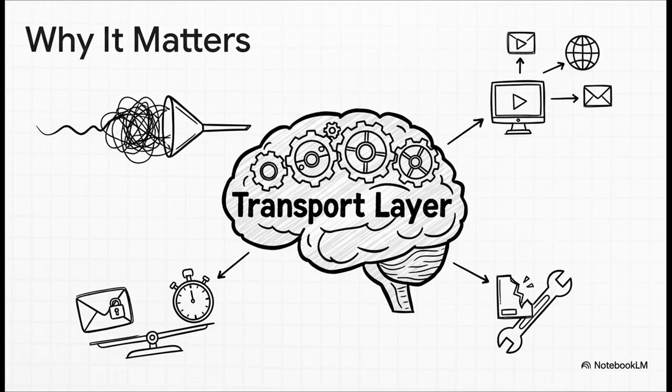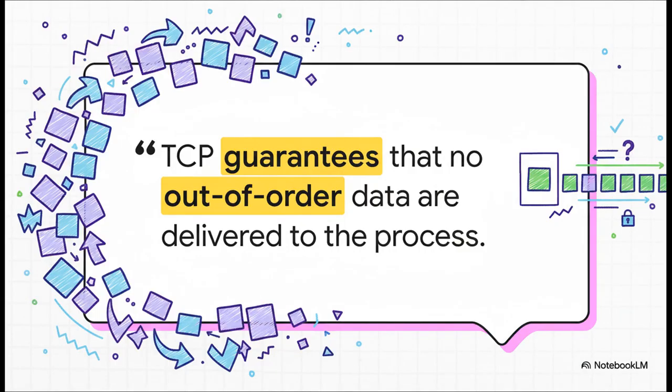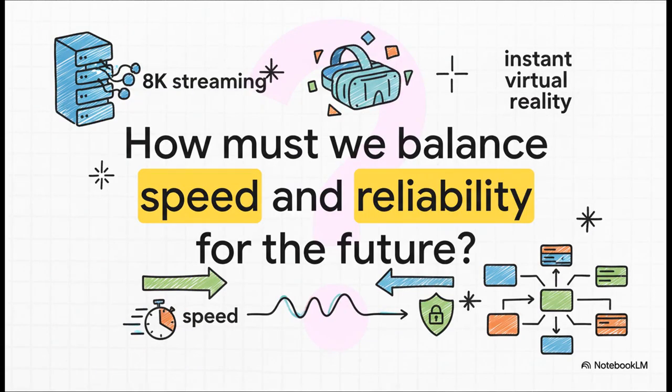And this quote just nails TCP's core promise. It's saying, look, we know the journey across the internet is a total mess. Data will get jumbled. But we guarantee that by the time it gets to your app, the final message will be absolutely perfect. And that leaves us with a final thought to chew on. In a world that wants everything, 8K streaming, instant VR, you name it, faster and faster, how are we going to keep managing this fundamental trade-off between speed and reliability? What does the future of the transport layer even look like?